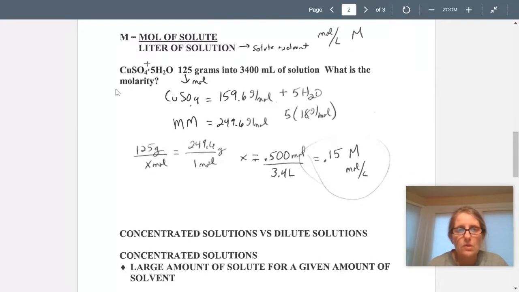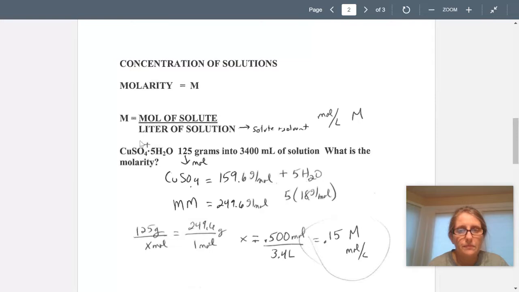So one of the solutions that is made is something called copper 2 sulfate pentahydrate. This is called a hydrate. Reason it's called a hydrate is because there's 5 water molecules attached to the crystal structure. You don't need to know that. But these are kind of cool solutions because they do have color. This one in particular is a blue color.